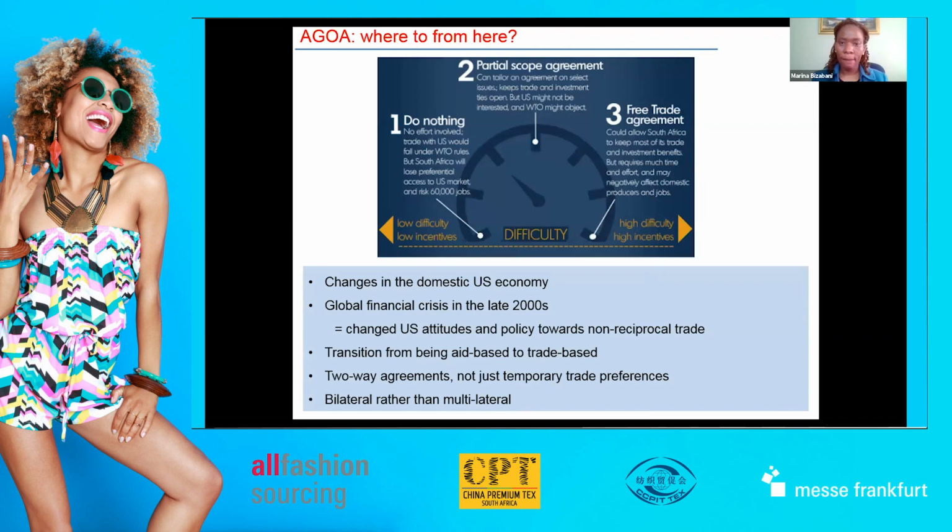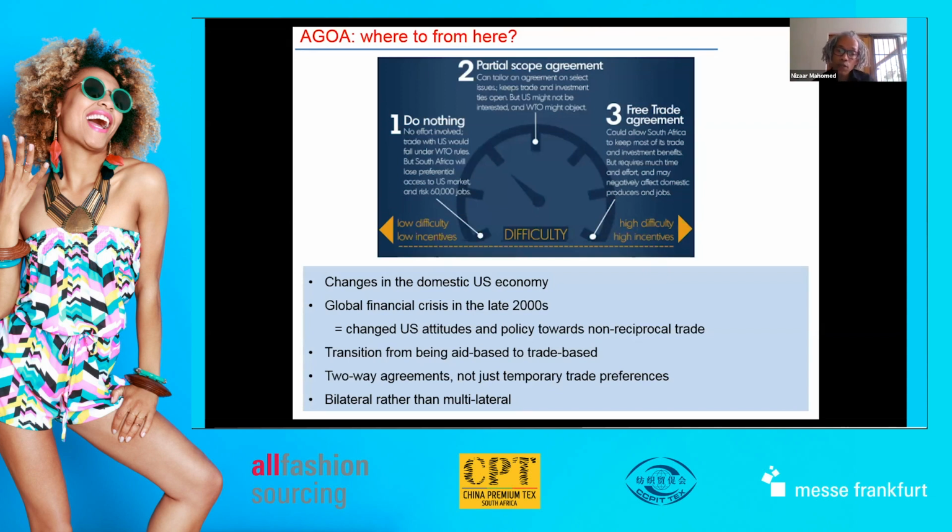So the first thing, obviously, is China supplanted the USA in the African market. And there's been huge changes to the domestic economy in the USA as well that we need to take cognizance of. And a lot of agreements, such as the ones that we're dealing with now, are moving away from aid-based to trade-based. And with the African Continental Free Trade Agreement, we are now going to be part of probably one of the biggest trading blocs in the world, which will give us some clout.